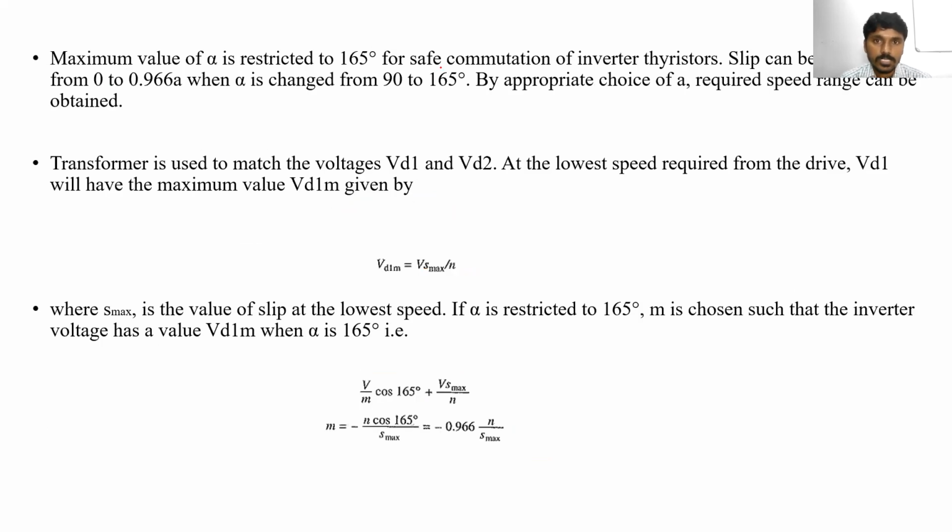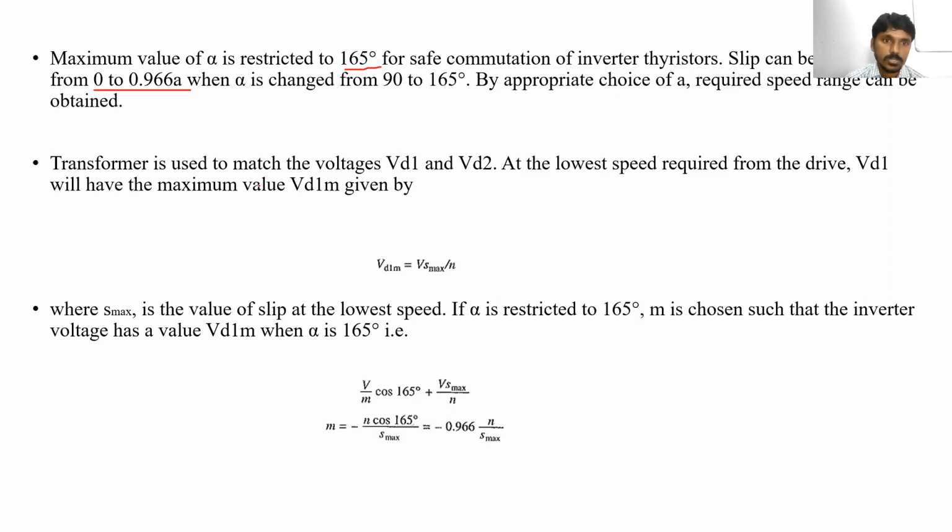Clear? So for safe commutation of the inverter thyristors at 165 degrees, the slip can be controlled from 0 to 0.966, meaning 0 to approximately 1, if the firing angle is changed from 90 to 165 degrees. When the firing angle changes from 90 to 165 degrees, the slip can be controlled from 0 to 0.966. By an appropriate choice, a required speed range can be obtained.